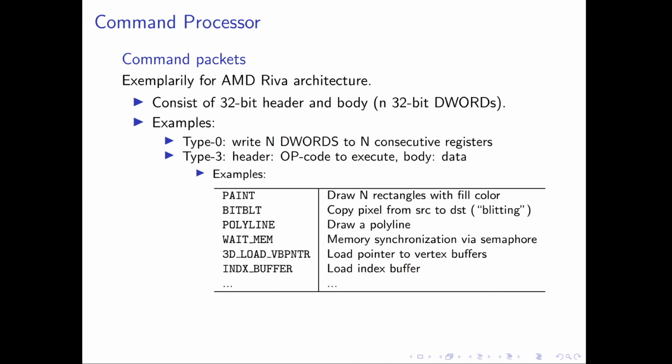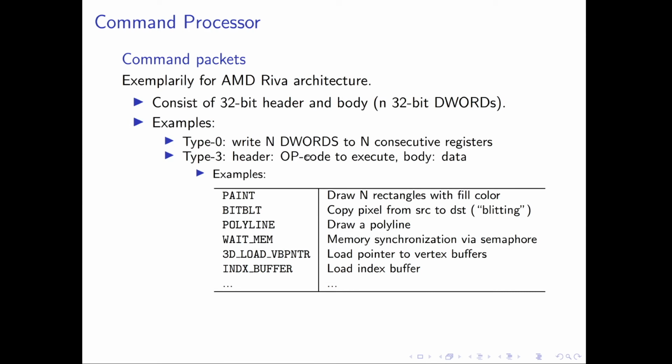So we talked a lot about commands and command packets, and what those command packets actually look like is pretty much an implementation detail. But just to give you an example of what a typical command packet would look like: for this particular architecture, a command packet would be a 32-bit header, followed by a data body, and that data body would be n 32-bit dwords.